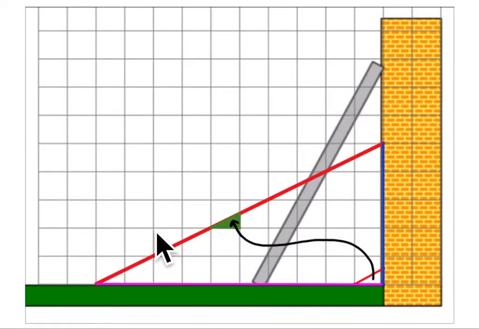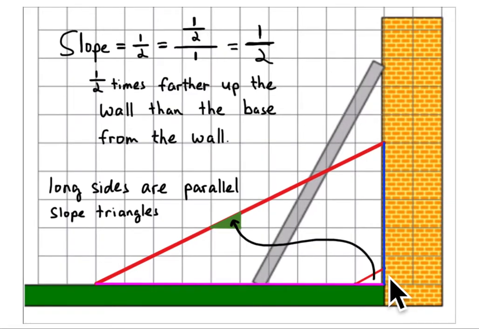All right, so what about a slope of 1/2? So what's the distance going up the wall? It's half as far as the distance that the base of the ladder moves away from the wall. So here's this teeny tiny triangle down here. It goes up 1/2 the amount of distance that it moves away from the wall. So it moves away from the wall 1 unit. That means it's only going to go up the wall 1/2 unit. So this is a slope of 1/2.